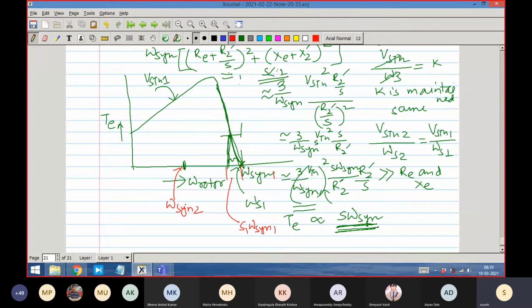The supply voltage initially, let us say, was 230 volt line to neutral, the phase voltage. Now when I am using a frequency of 25 Hz, I have gone to a voltage of how much? I have gone to a voltage of 115 volt RMS, right? Physically, what does it mean? Physically, why am I doing this?